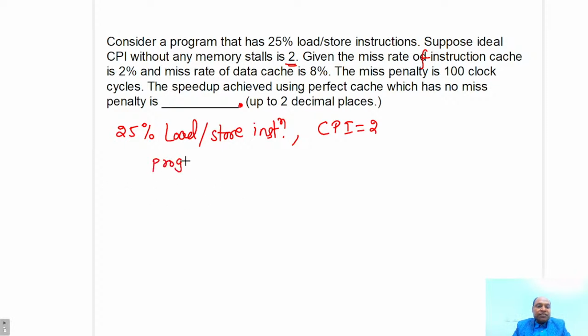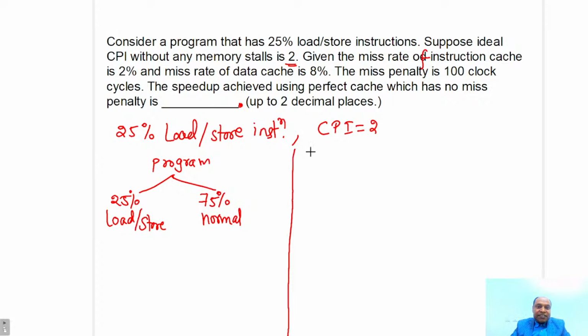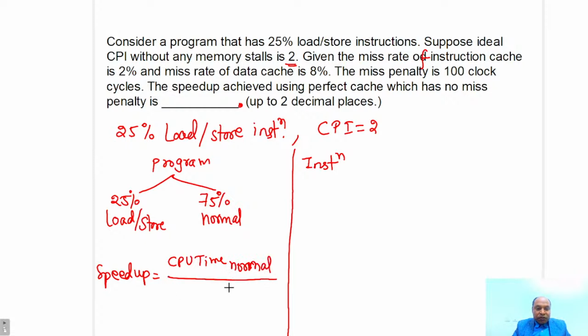So a program is given to us. That program has 25% load or store instructions, and the remaining 75% are normal instructions. Now we need to identify first the instruction miss cycles. So the formula for speedup is: CPU time for normal cache over CPU time for perfect cache.